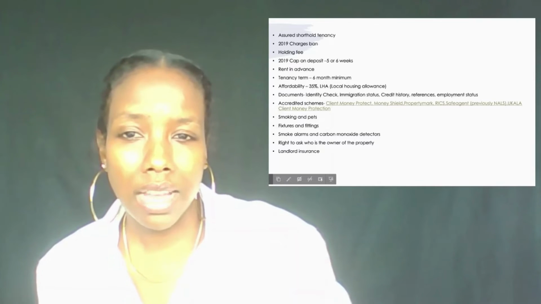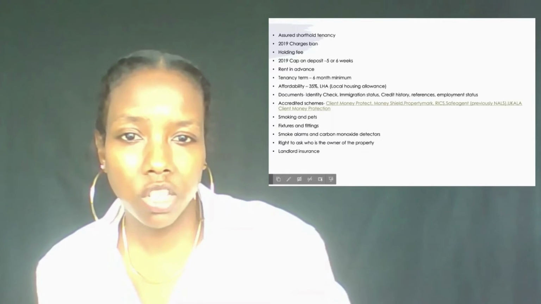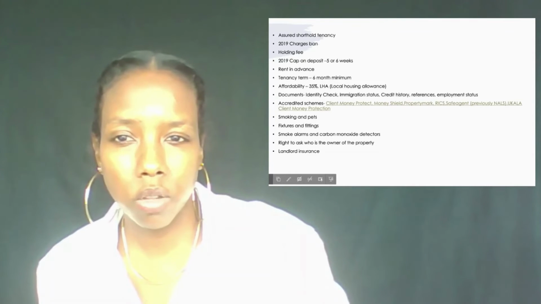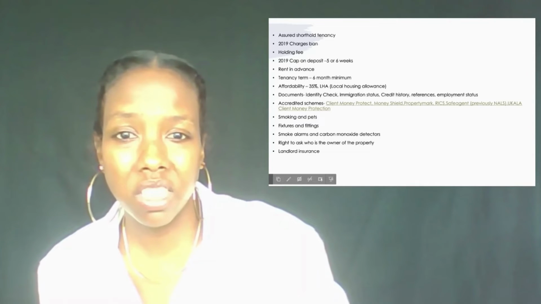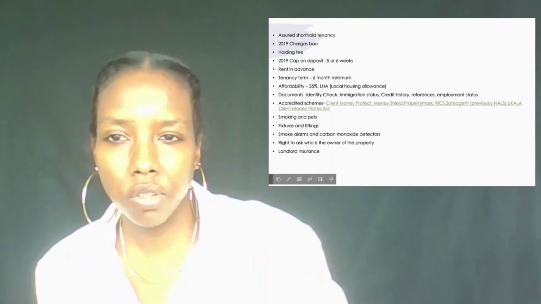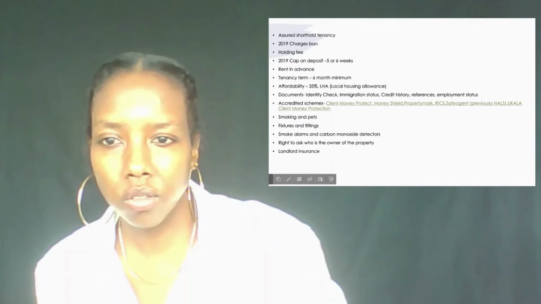Accredited schemes: client money protect, Money Shield, Property Mark. You can refer to client money protection as well when you've actually given in a deposit. And those links that are attached, if you need further information, you can check that out.